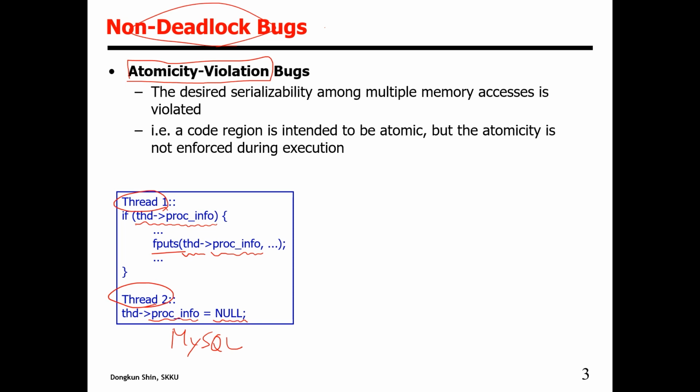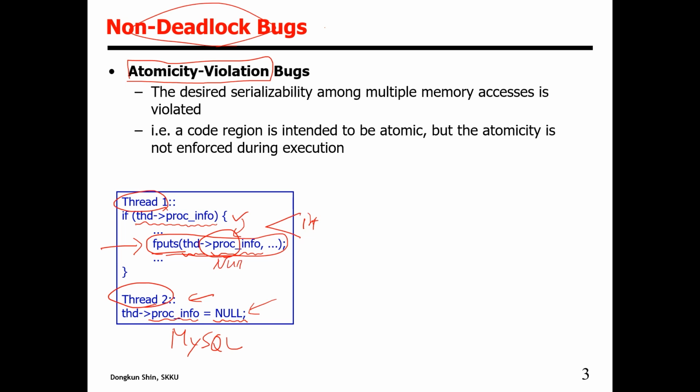In this case, during the execution of thread 1, it first checks proc_info. If this is non-null, it will enter this if path. Then before executing the fputs function, there is some interrupt and thread scheduling. Then thread 2 is executed and sets the proc_info value to null. When thread 1 is resumed and executes this code, the function will access a null value, so this thread will crash.